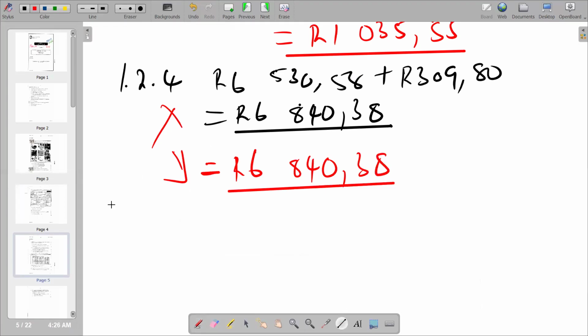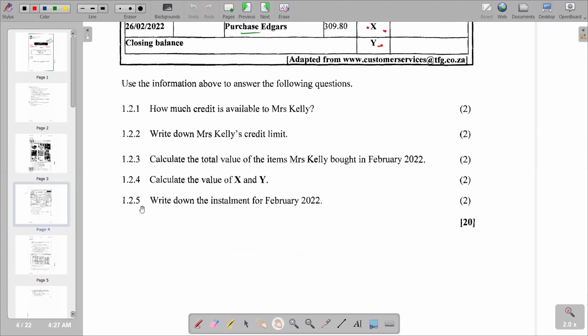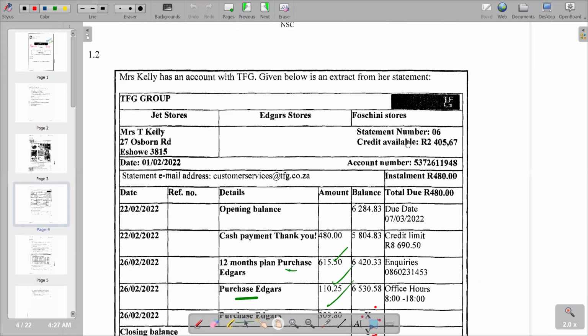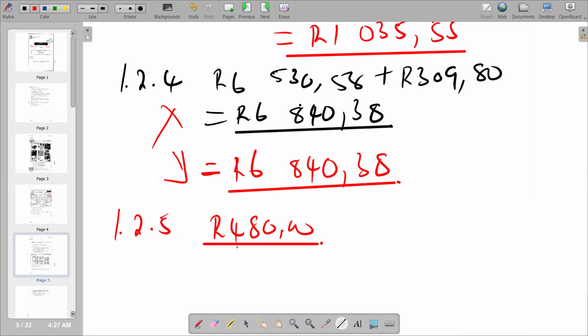So we go to the next part of our question, which is saying 1.2.5. Write down the installment for February 2022. Stated as it is. We go back, we see that we have got installments 480 rands. It's clearly stated, so it's just a matter of picking the figure that we are given there. It's 480 rands. So basically, we go and state that one. Here we are saying 1.2.5. And the figure that we have is 480 rands. So simple as it is. So this becomes the last part of our question according to this video.